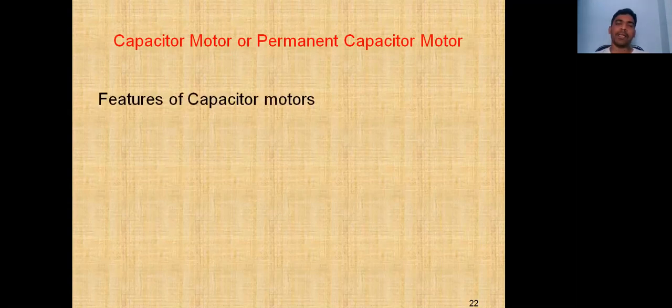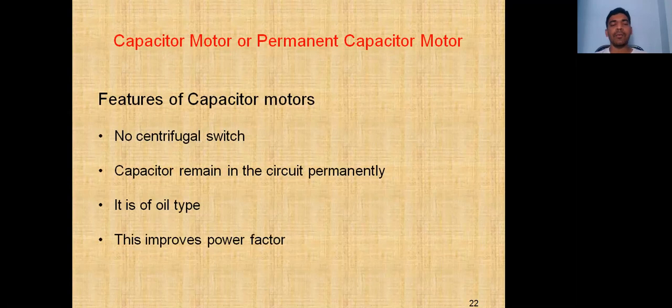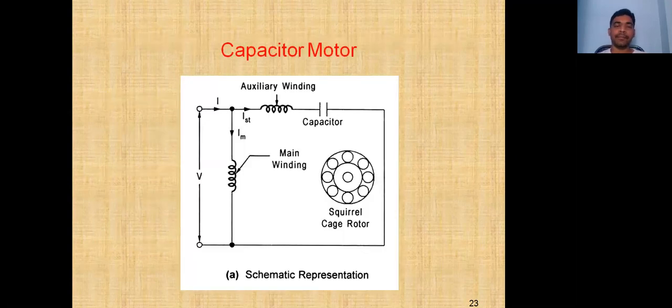Features of capacitor motors: it has no centrifugal switch. The capacitor remains in the circuit permanently. It is of oil type capacitor. This improves power factor. This is the permanent capacitor motor.